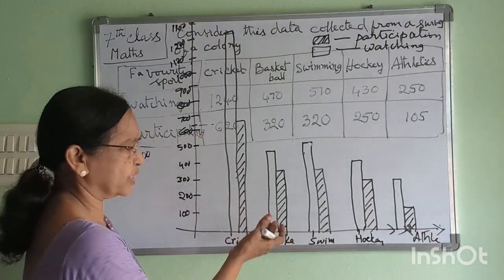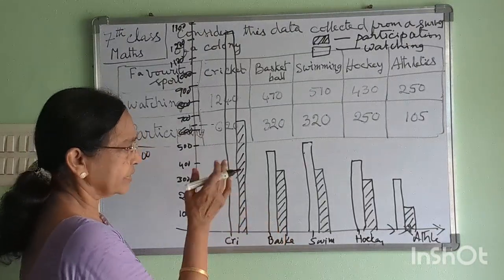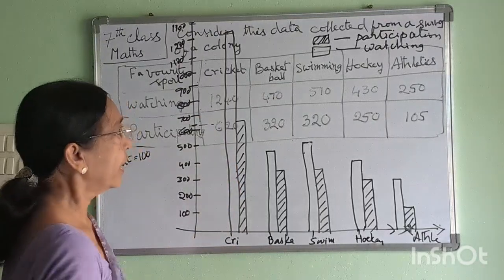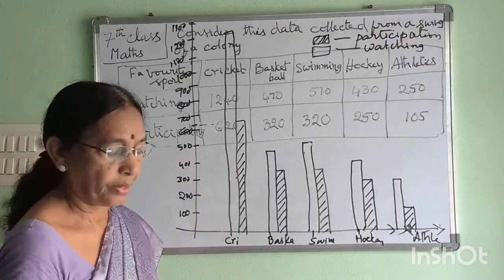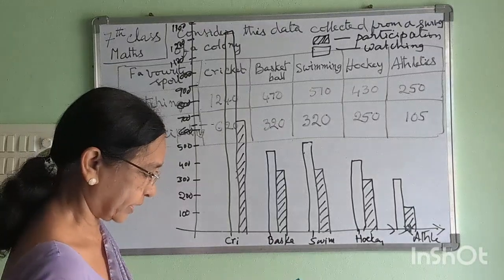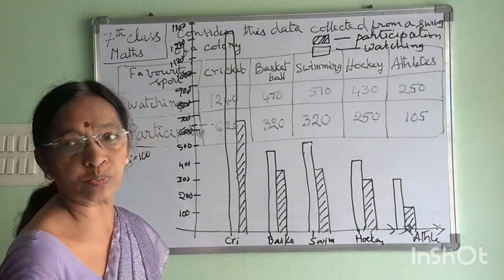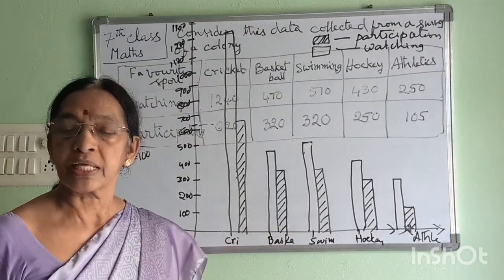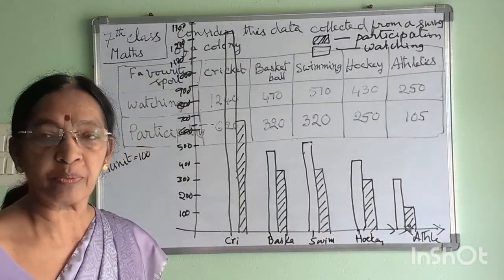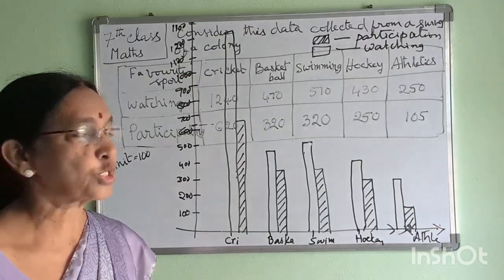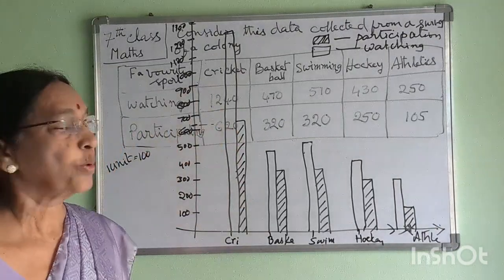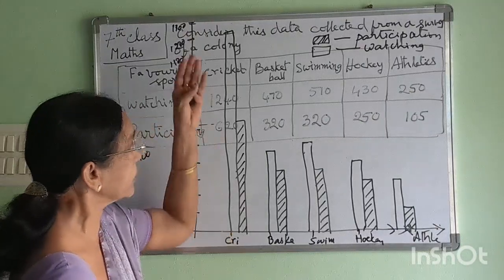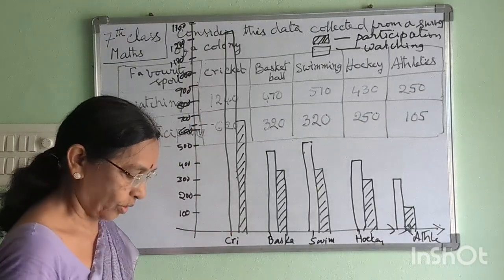The number of participants is always less than the number of people watching that particular game, and cricket is watched by the maximum number of people. Next, which sport is most popular? The sport which is watched by more people is most popular. So here cricket is most popular because more people are watching and the bar is the tallest.